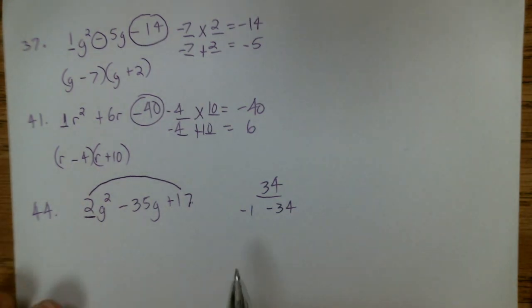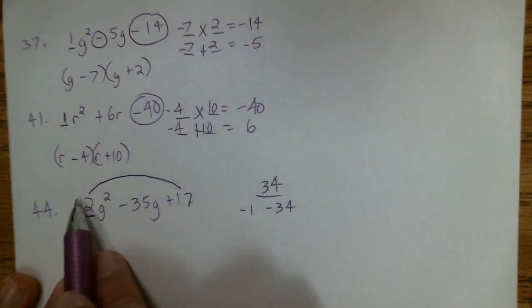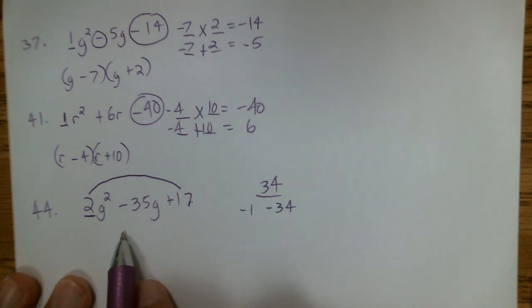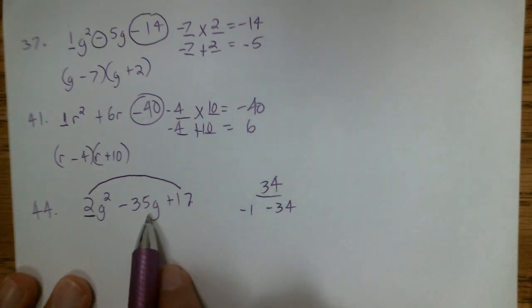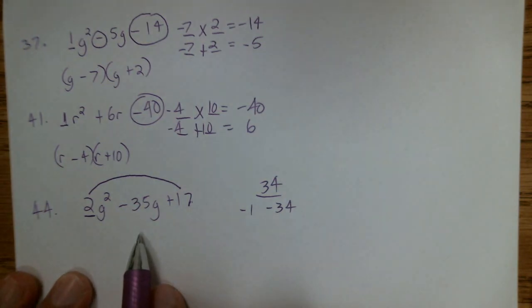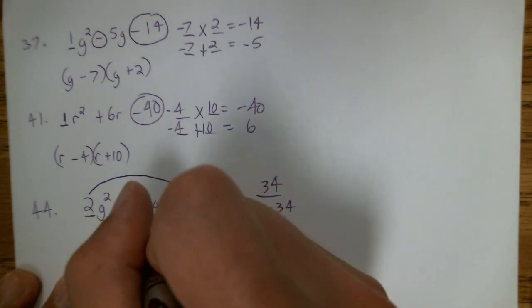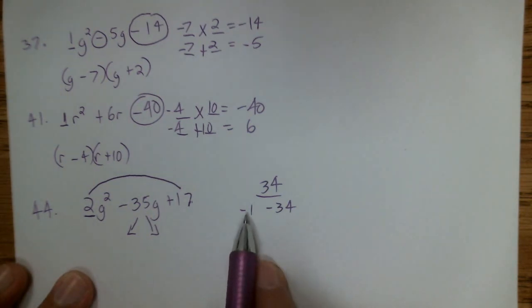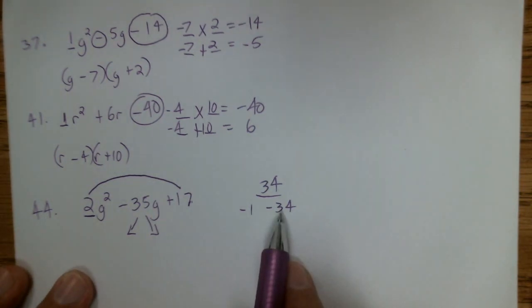Now here's the hard part. When you do the rainbow thing, the whole point of finding factors of this temporary number is so I can split the middle term. I have 3 terms. I can't factor with 3 terms. I need to force it to become 4 terms. So I'm simply going to split this negative 35g into a negative 1g and a negative 34g.